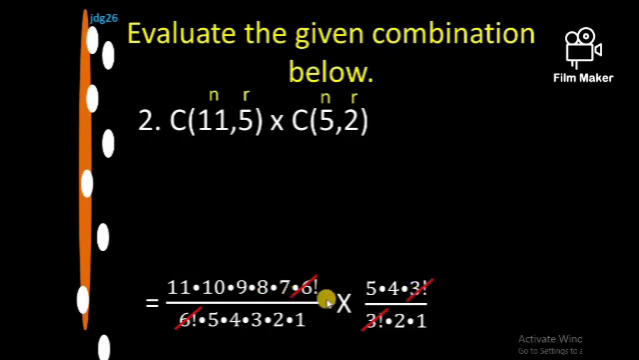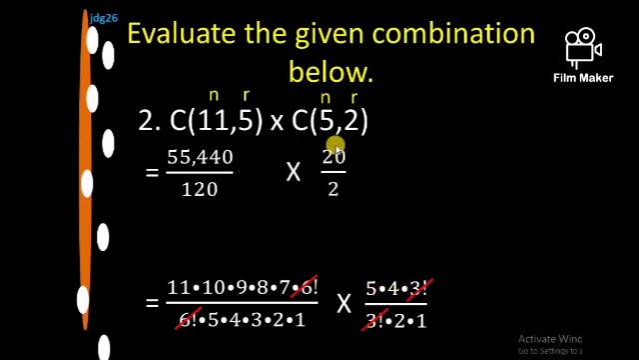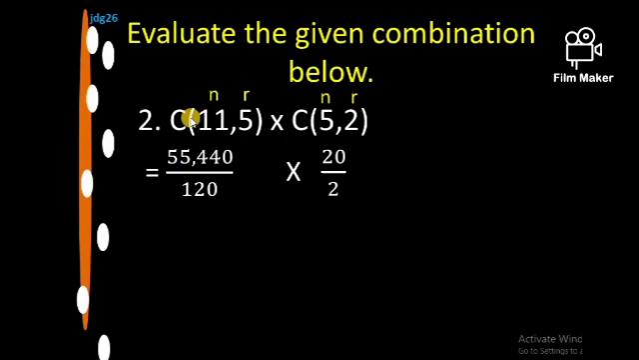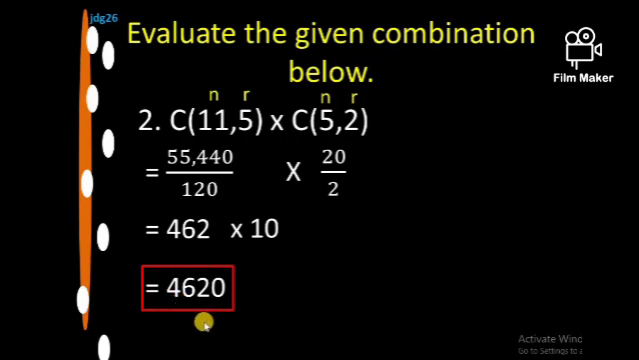Okay. Lahat na lang ng hindi na-cancel, i-multiply natin. 11 times 10 times 9 times 8 times 7 is equals to 55,440. At yung 5 times 4 times 3 times 2 times 1 is equals to 120. Times 5 times 4 is 20 and 2 times 1 is 2. Simplify na lang. Divide muna natin 'to. 55,440 divided by 120 is equals to 462. 20 divided by 2 is 10. So, times 10. Now, 462 times 10 is equals to 4,620. And this is the final answer.